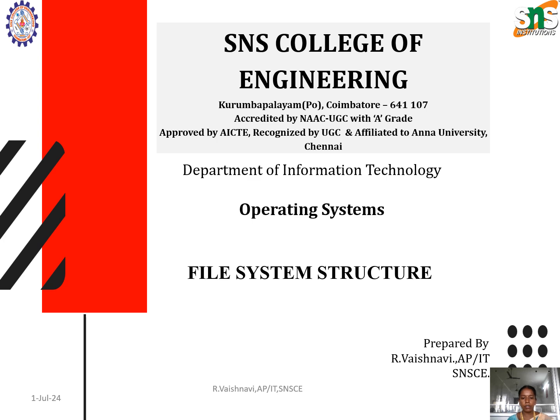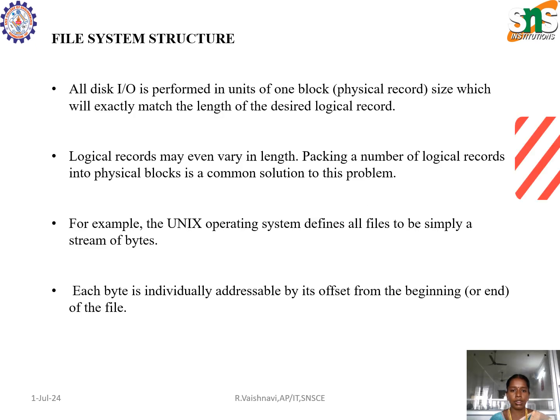Now we are going to see about the file system structure in operating systems. File system structures. All the disk input output is performed in the units of one block, that is physical record size, which will exactly match the length of the desired logical record. Second point, logical records may even vary in length, but packing a number of logical records into the physical blocks is the common solution to this problem.